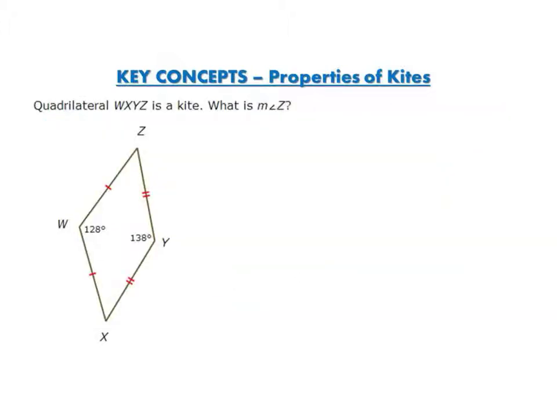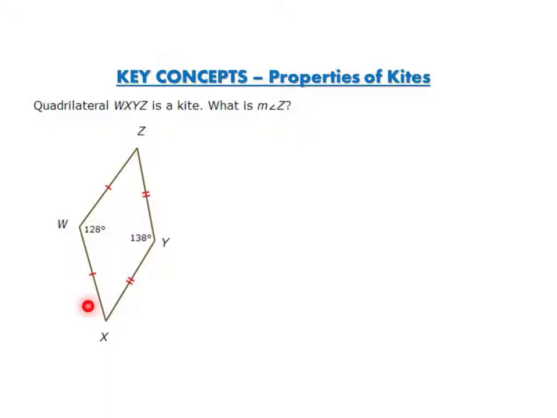Here we have quadrilateral WXYZ. It is a kite. These two sides are congruent, and these two sides are congruent. The question is, what is the measurement of angle Z? What is the measurement of this angle right here? It is the same as this angle right here, so we need to find out what those two angles are.